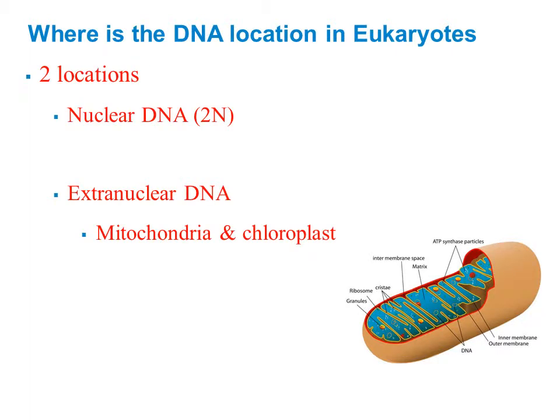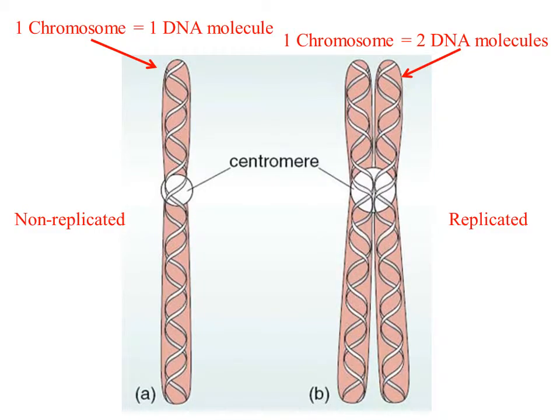So where is this DNA that we've been talking about? The DNA is located in the nucleus of a cell. DNA can also be located outside of the nucleus, inside of mitochondria, or if it's a plant, inside of chloroplasts. One chromosome is also referred to as one DNA molecule. Now, when that chromosome replicates during interphase, we're still going to call it one chromosome, but now it's going to be two DNA molecules. Each DNA molecule has two strands of DNA.